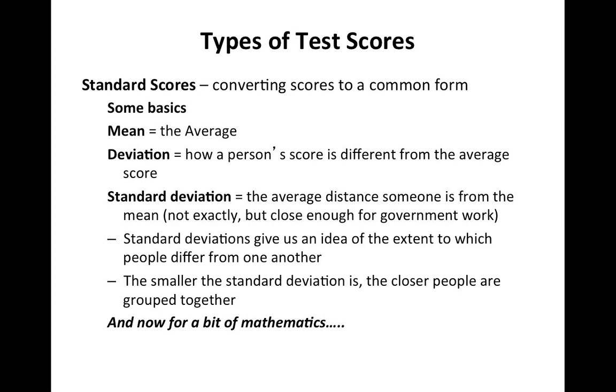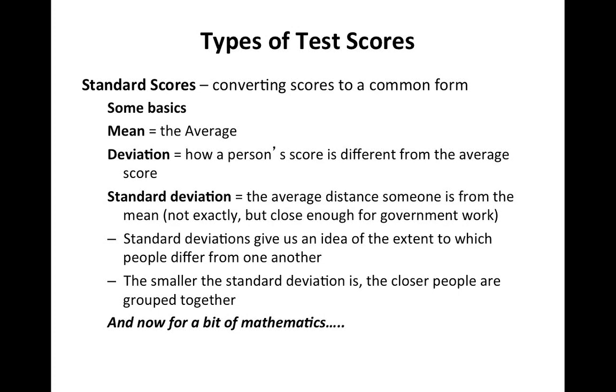In other words, if I had an average of 5 and everyone scored a 4, 5, or 6, I would have a very small standard deviation because the most anybody is is 1 point away. Most people are 1 or 0 points away. Everyone's 1 or 0 points away if my average is 5 and my scores range from 4 to 6.